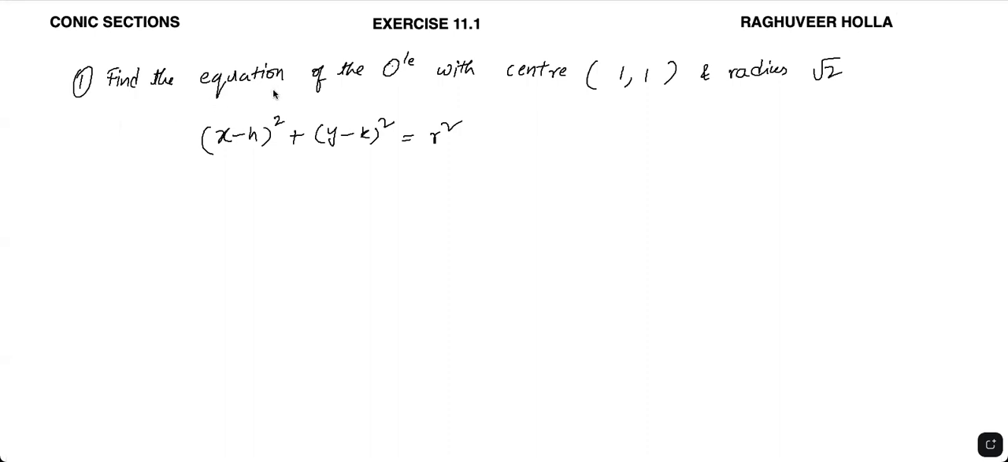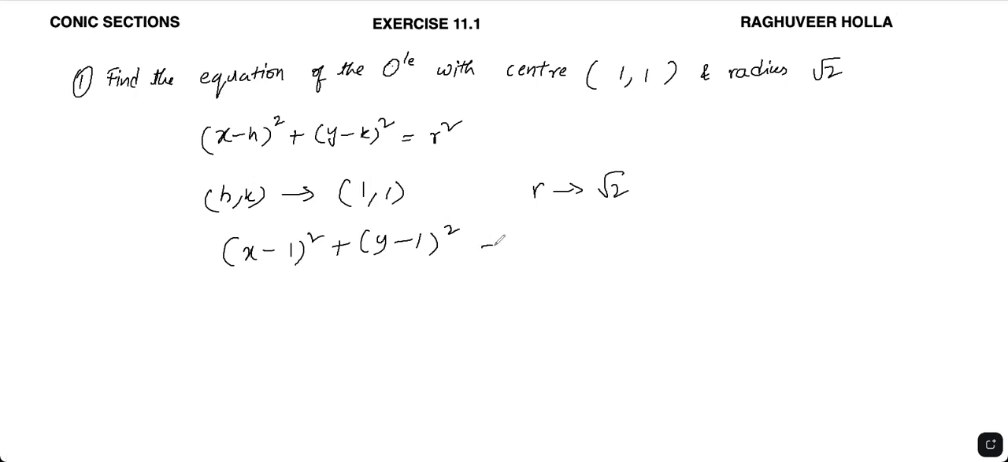Now let us find the equation of the circle when the center is (1, 1) and the radius is root 2. So again, h, k is (1, 1), and the radius r is root 2. Let us substitute: (x - 1)² + (y - 1)² = (root 2)². After simplifying this, you get x² + y² - 2x - 2y = 0. This is the equation of the circle with the center as (1, 1) and the radius as root 2.